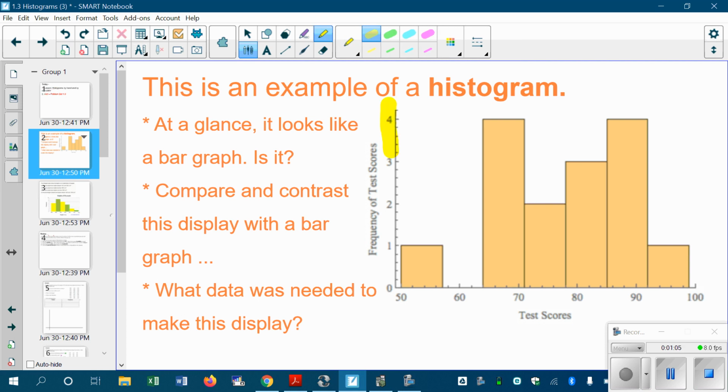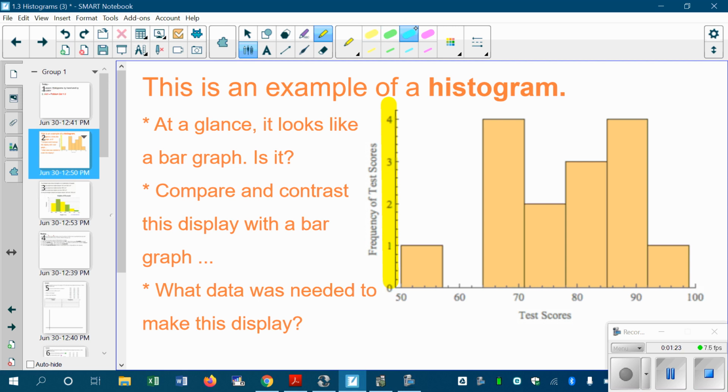So this axis looks pretty much the same as what you would expect on a bar graph. It's a count, right? So frequency of test scores, that's how many test scores. That is a way to set up a bar graph. A bar graph might have counts. It might have what we call relative frequency, which is when it has percentages.